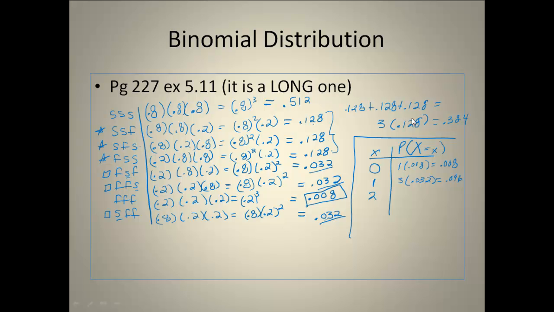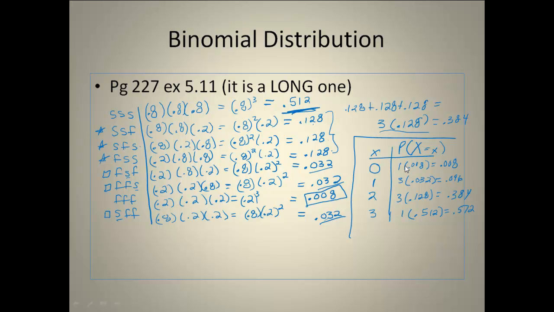Okay, exactly 2 being alive, we did right up here, so that's the 3 times 0.128, and that's equal to 0.384. And then the probability of exactly 3 people being alive, well, I've only got one way to get all 3 of them alive. That was this very top choice here. So I have 1 times the 0.512, which gives me 0.512. So that would be my probability distribution.